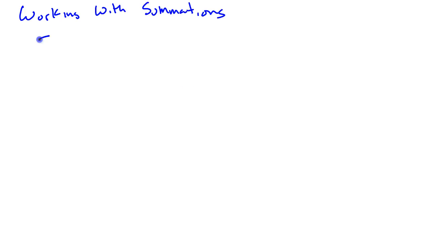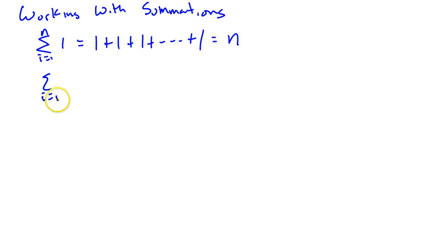First of all, the sum i equals 1 to n of 1. Literally, this means, notice that the 1 doesn't depend on i. So I've got a sum of 1 plus 1 plus 1 plus all the way up to 1. There's n ones being added together, so that adds up to n. Okay. Next, the sum i equals 1 to n of i.